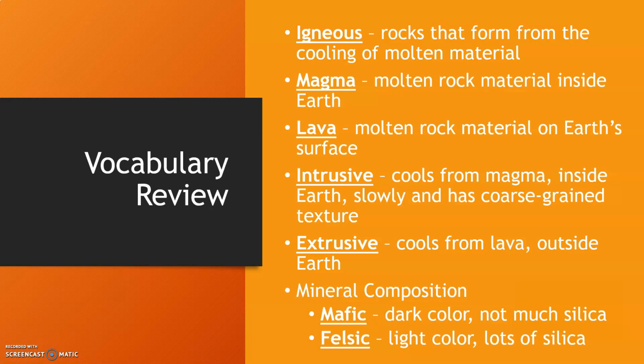And then when we're talking about the composition, or which mineral ingredients are inside the rock, we can call it mafic or felsic. Felsic means it has lots of silica and it's light in color. Mafic means that it doesn't have very much silica and it's dark in color.